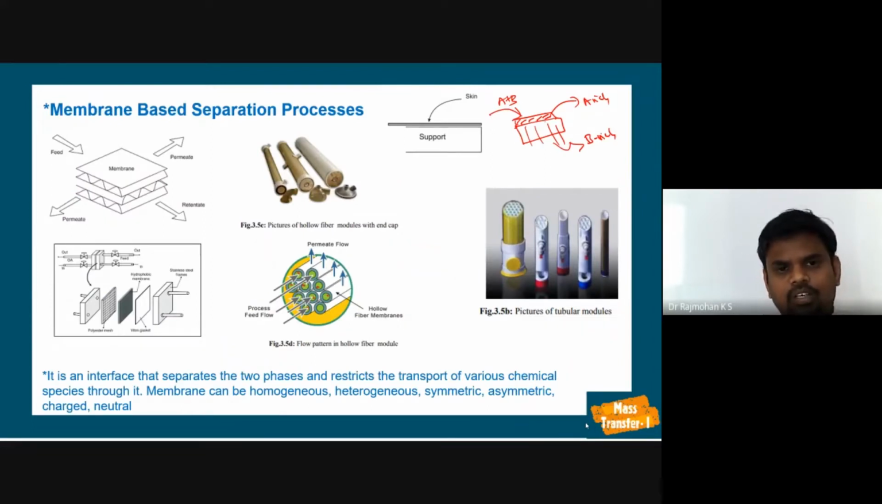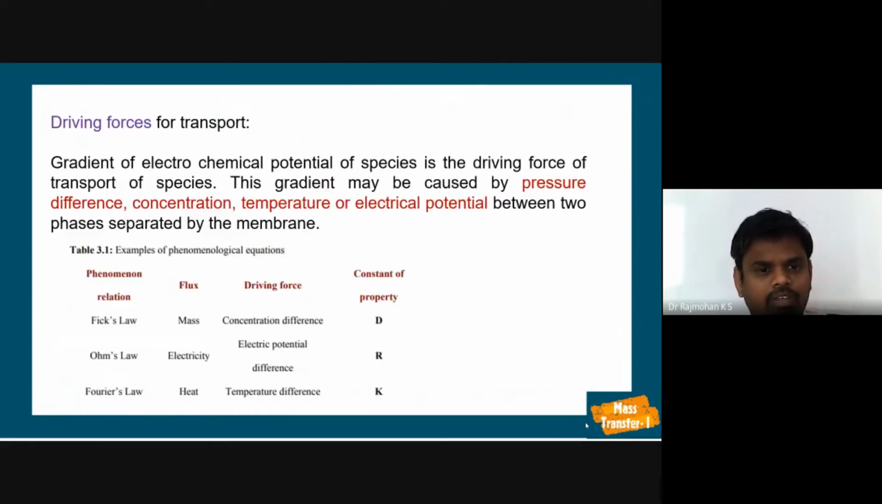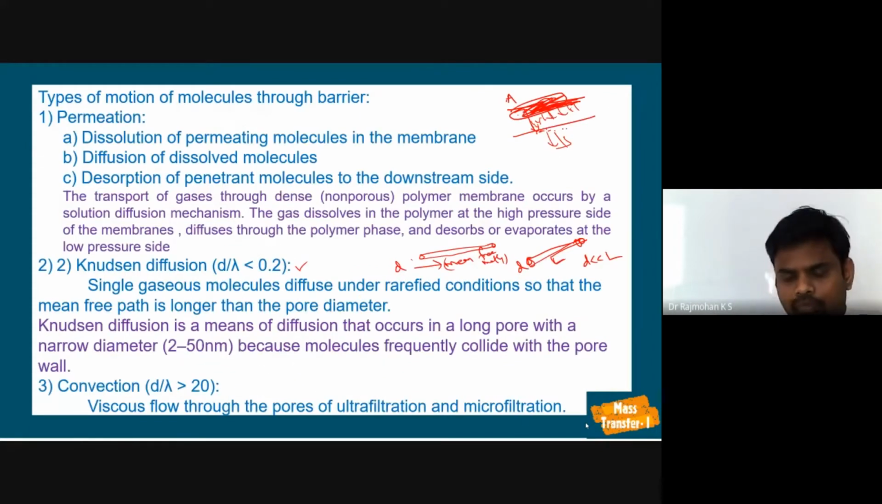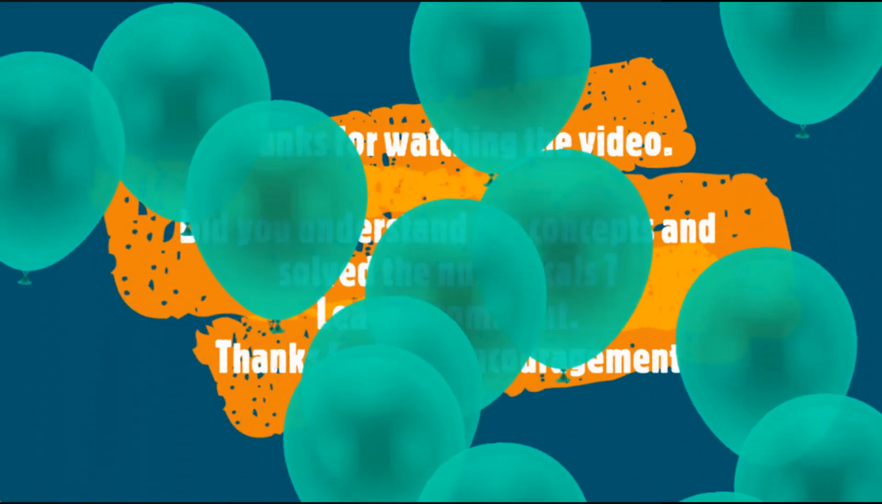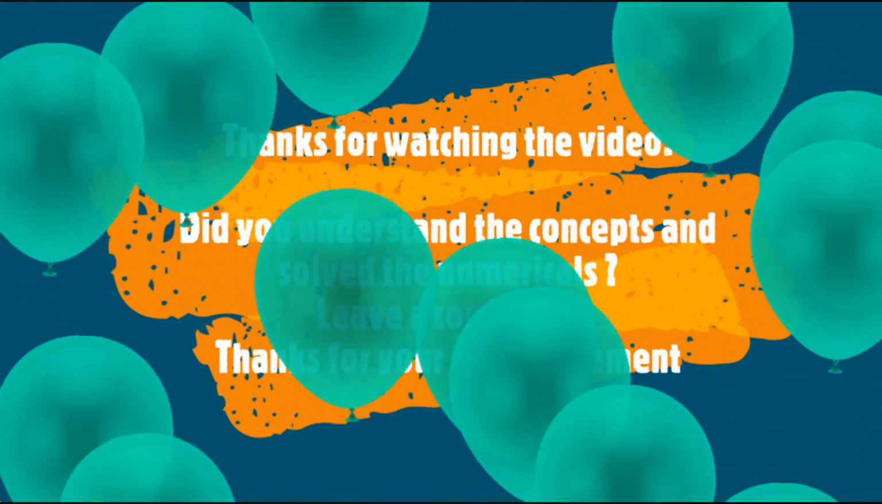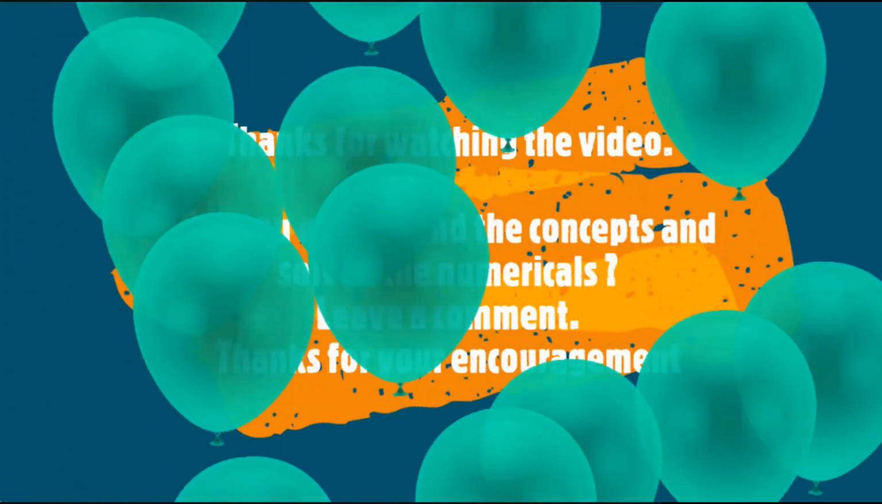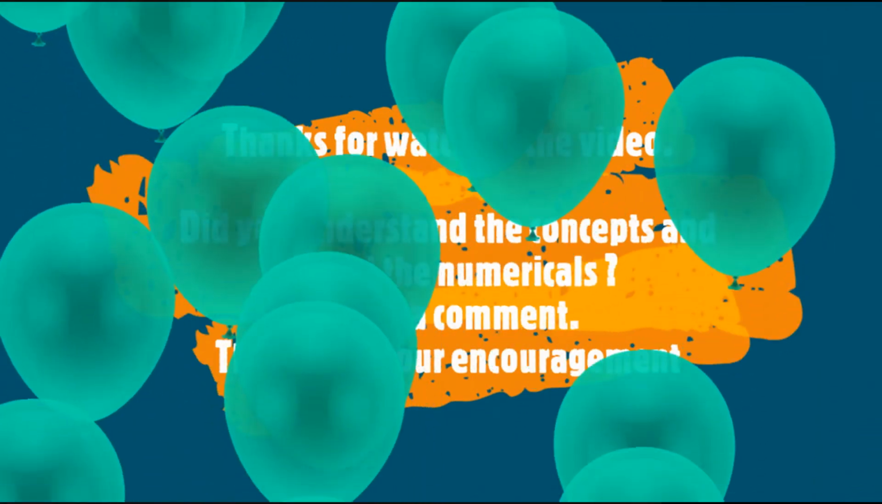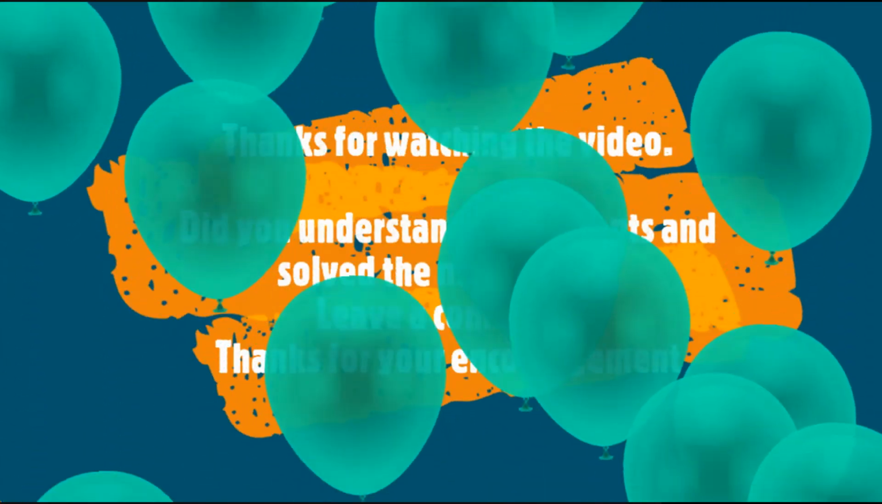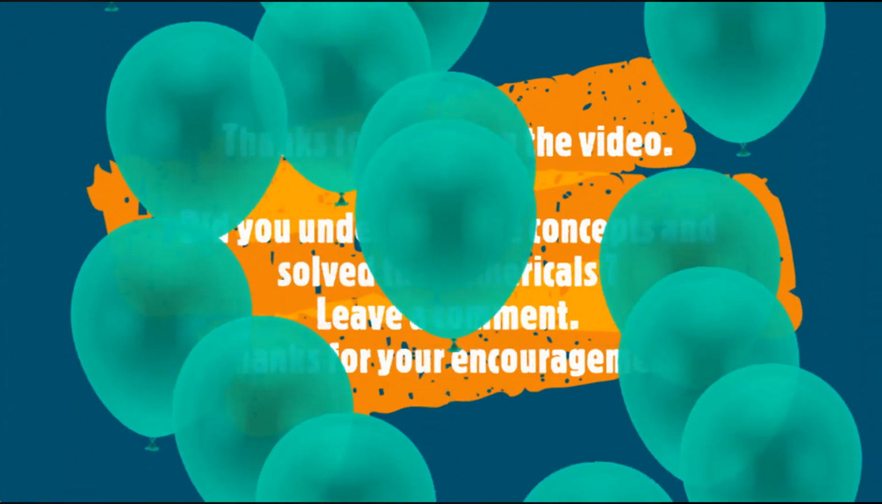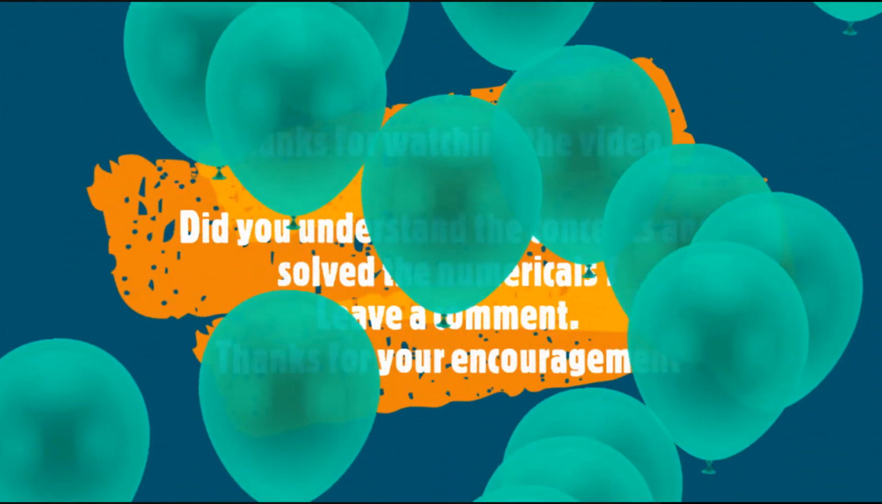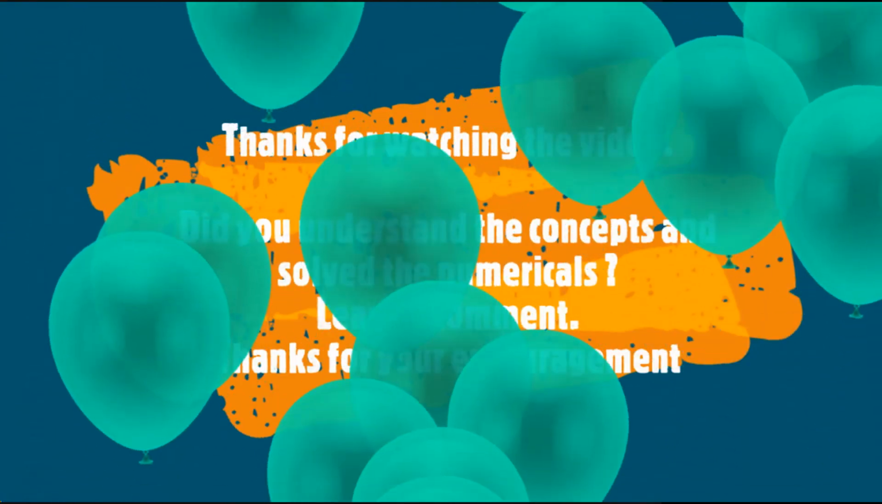And we have taken a case study of membrane based separation processes. What are the different types of membranes available and what are the driving forces, and what are the different types of motion taking place, that is motion of the molecule, mostly gaseous molecule, through the barrier. We have seen that it can happen through permeation, or through Knudsen diffusion, or even through convection. It all depends upon the lambda by d value. That is the Knudsen number, and based on the Knudsen number value, we are going to have different regimes. We have seen what is the hydrodynamic regime, what is the Knudsen regime.